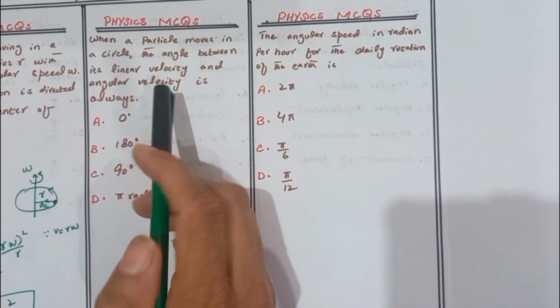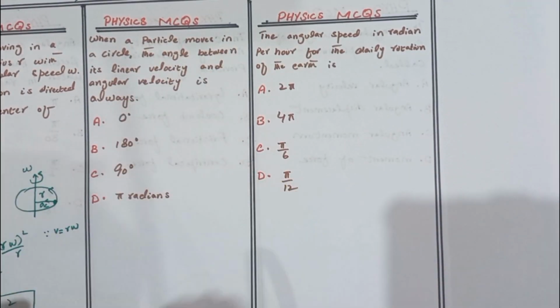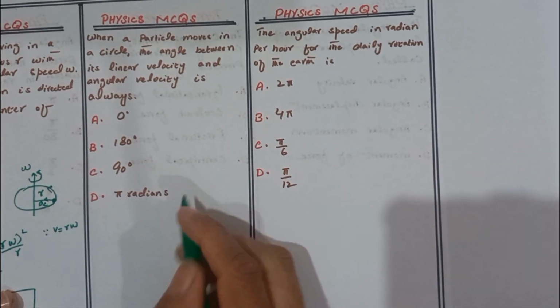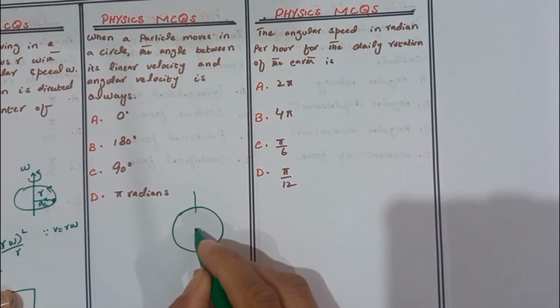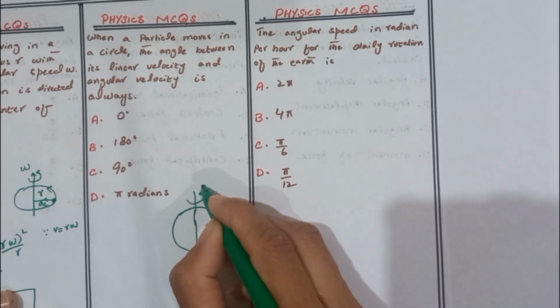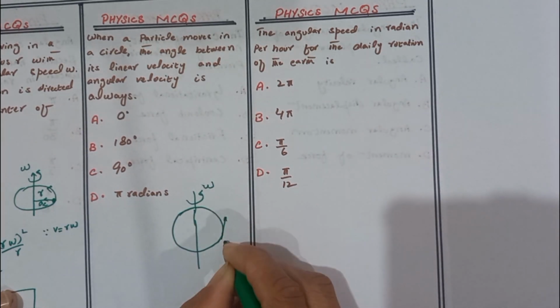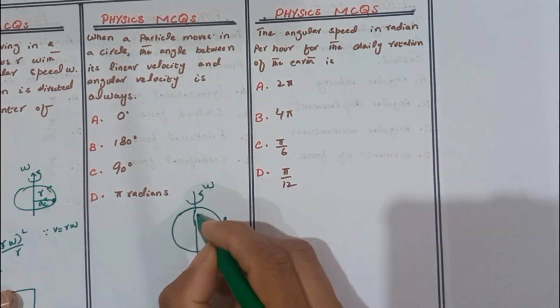Now we discuss the MCQ: when a particle moves in a circle, the angle between its linear velocity and angular velocity is always 0 degree, 1 degree, 90 degree, or pi by 2 radian. We know that when a particle moves in a circle, its angular velocity is always along the axis of rotation, and its linear velocity is along the tangent, that is v naught.